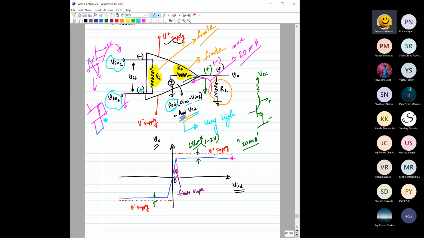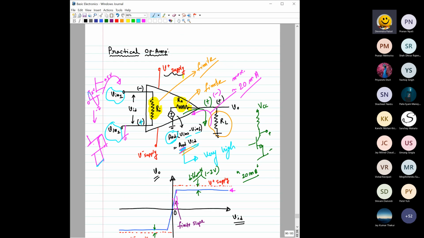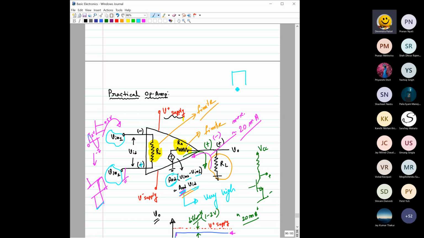I didn't get how it is bounded by the supply voltage. Okay, suppose you have made an amplifier, the supply voltage is plus say 12 volt, and the signal that you are giving is say 0 to plus 2 volt, and say the gain of this amplifier is 10. Then what would be the output waveform?